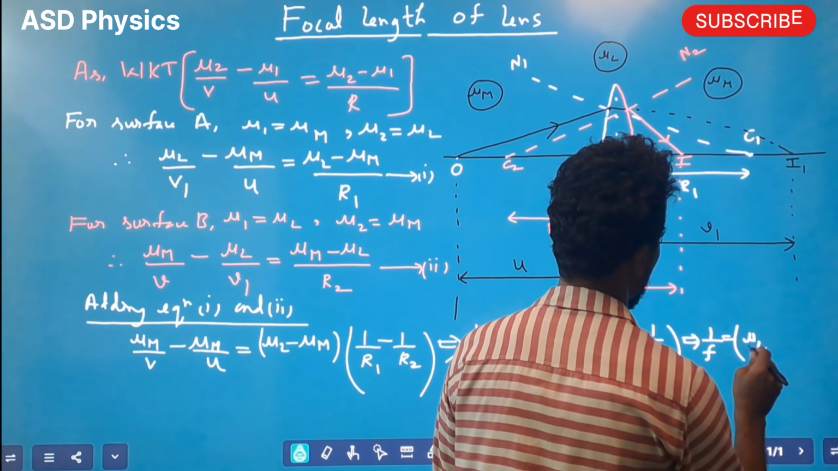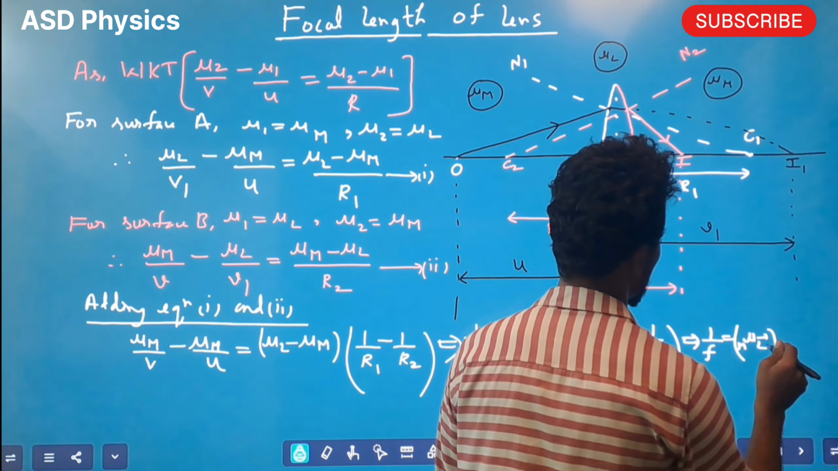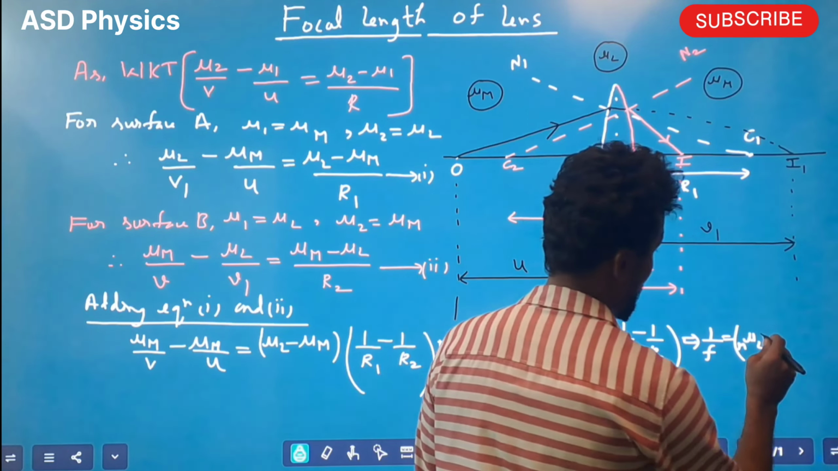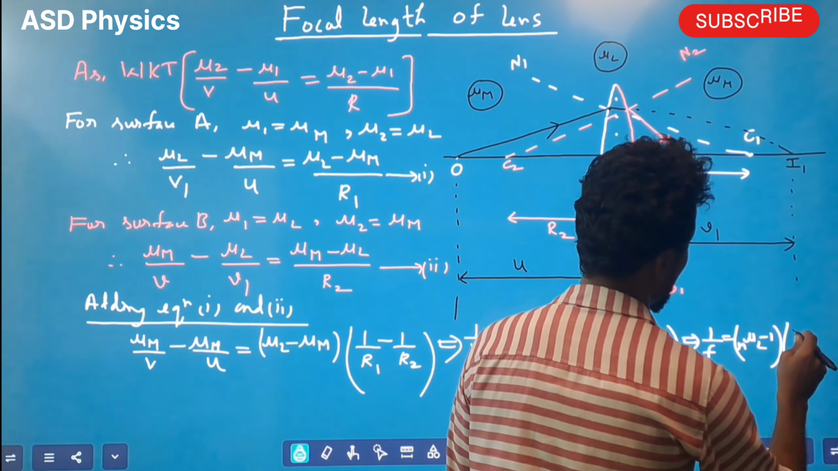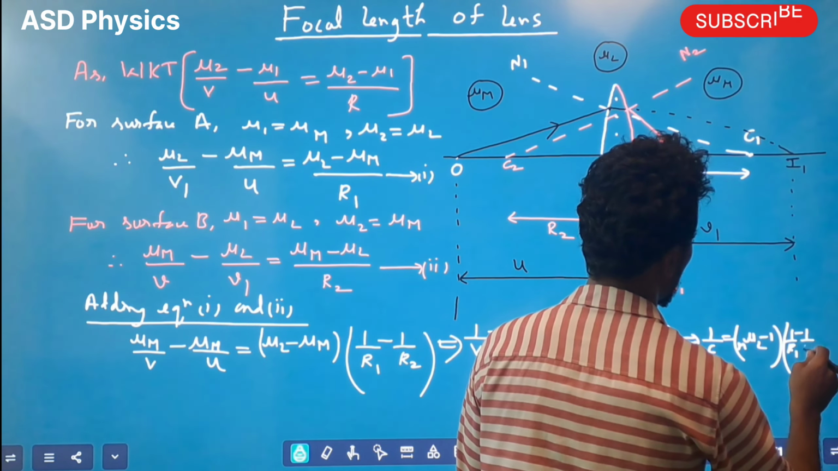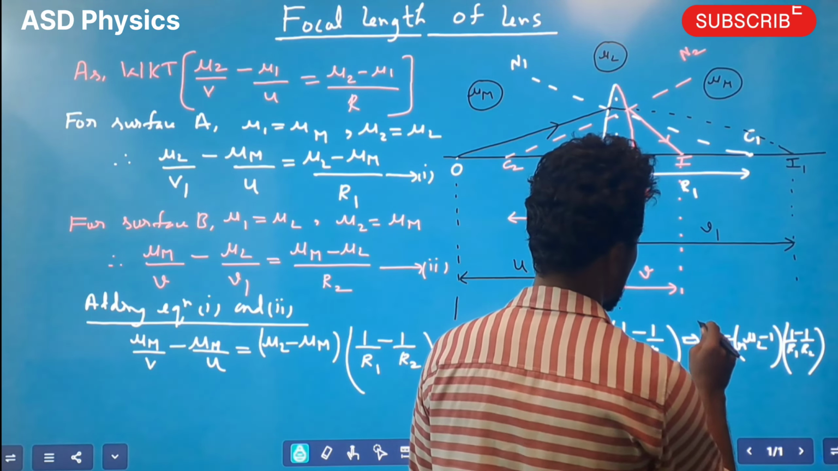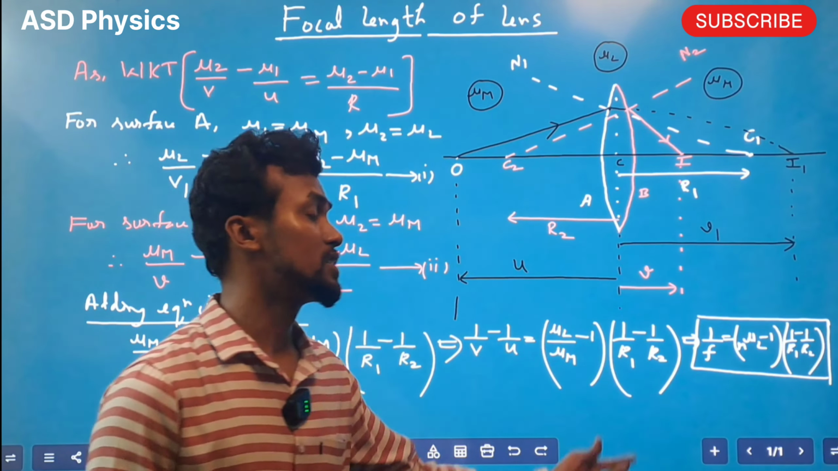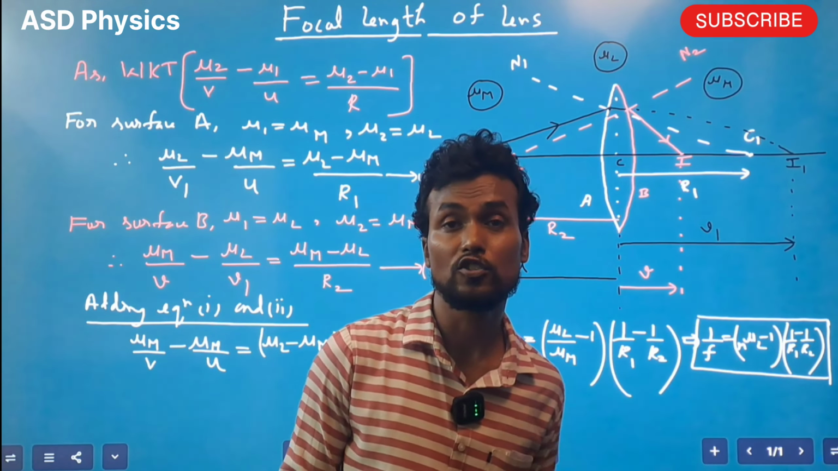this mu L with respect to m minus 1, and here 1 by R1 minus 1 by R2. So students, we have got this formula. What is this formula? This is the relation between focal length and the radius of curvature.